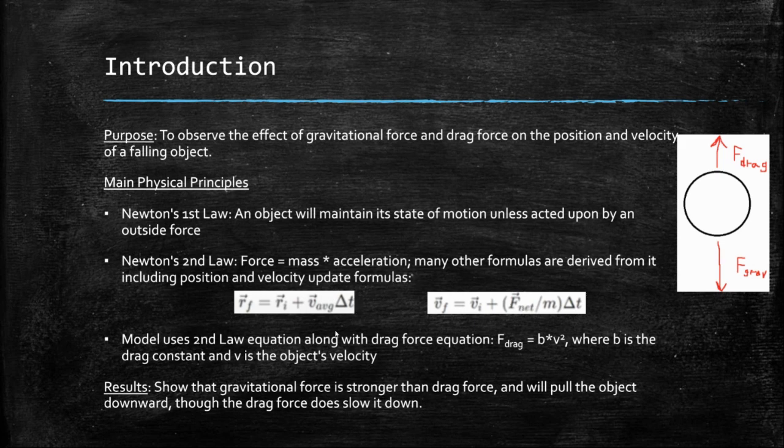The models we're using use the second law equation along with the drag force equation, which is simplified for this experiment. For our purposes, it's just the force is b times v squared, where b is a drag constant, which is unique to each object, kind of based on its shape and some other stuff, and v is the object's velocity. The results of the lab show that the gravitational force is stronger than the drag force and will pull the object downward, though the drag force does slow it down.